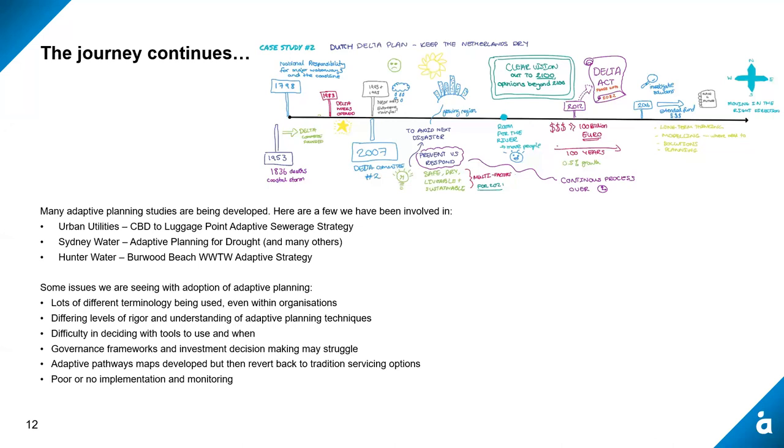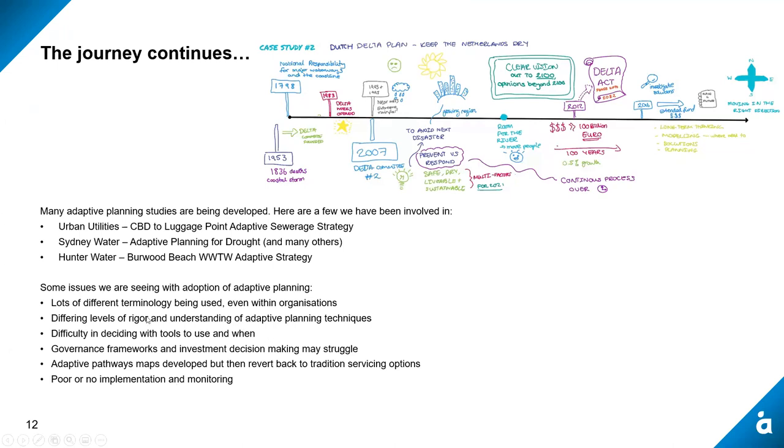And the journey continues. I've listed out a few adaptive planning projects that have happened in the past. The image up there is one that Avona did a great job of mapping out during our session with Hunter Water, and it maps out the journey that they went on in the Netherlands with the Resilient Deltas initiative, which was really interesting.